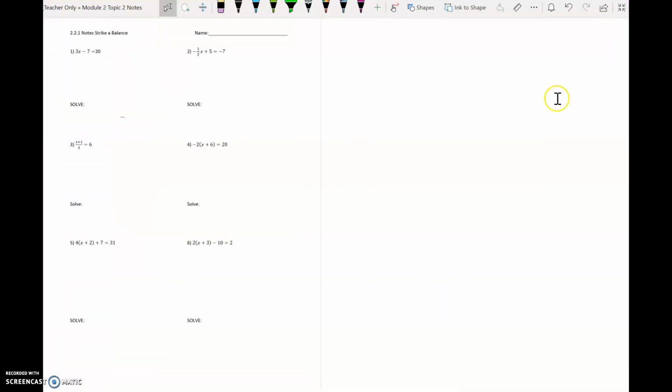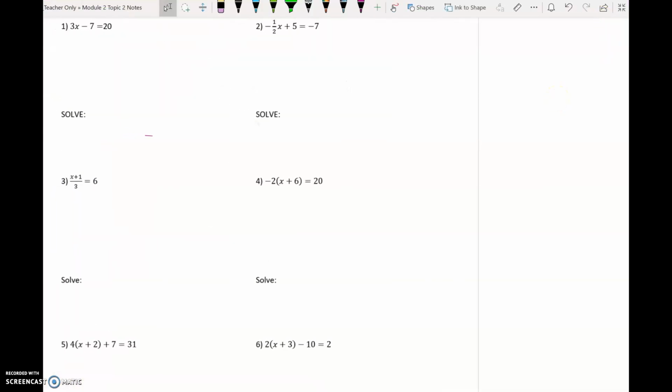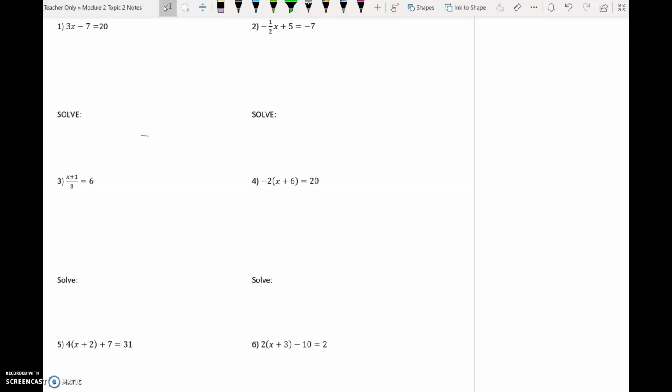So let's talk about multi-step equations. Sometimes when we solve equations, we're going to have more than one step. When this happens, we always want to start with the operations furthest away from x and then move inward.